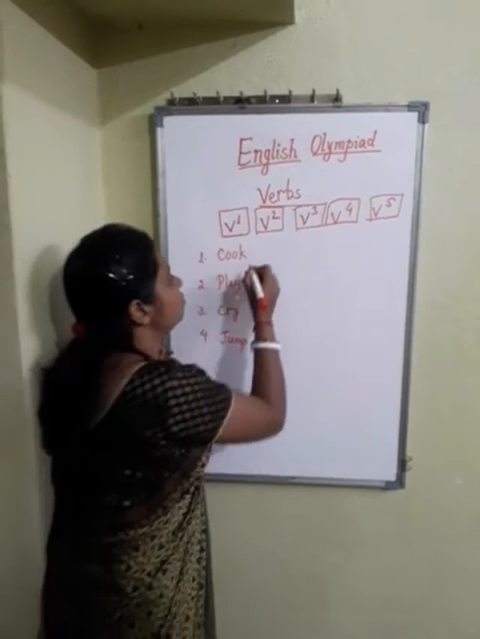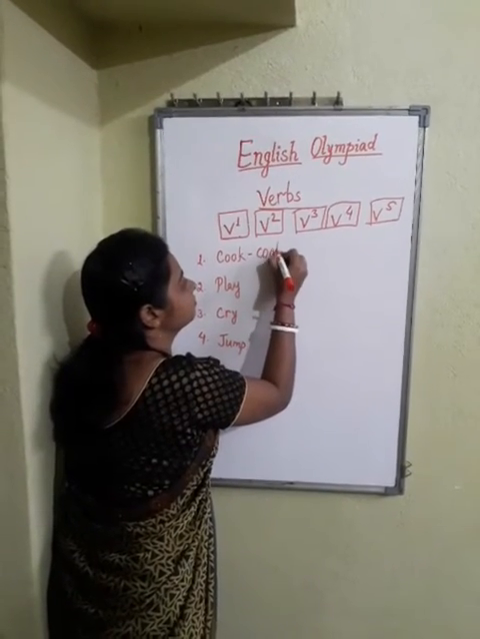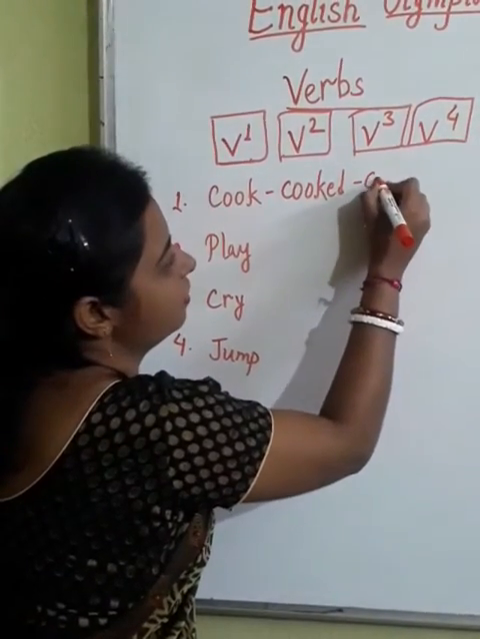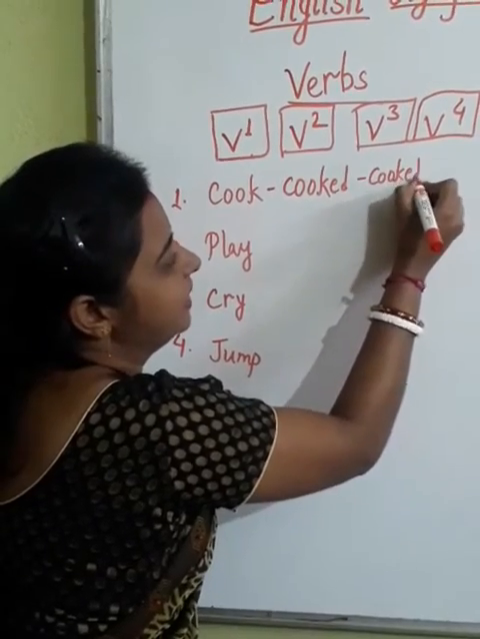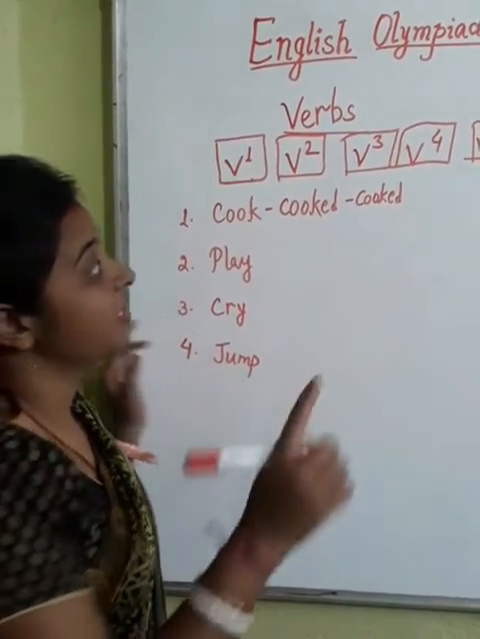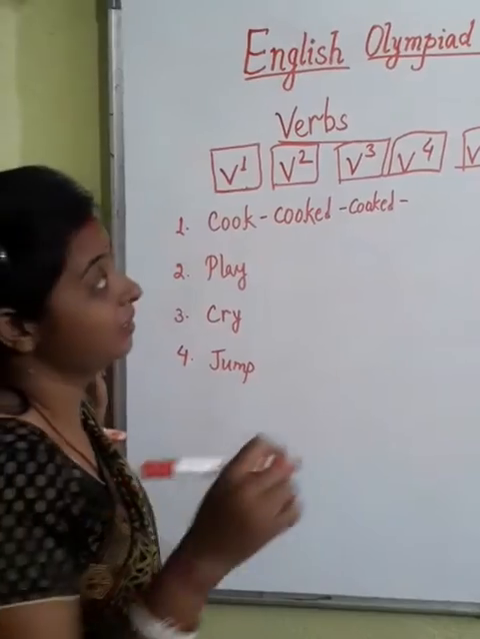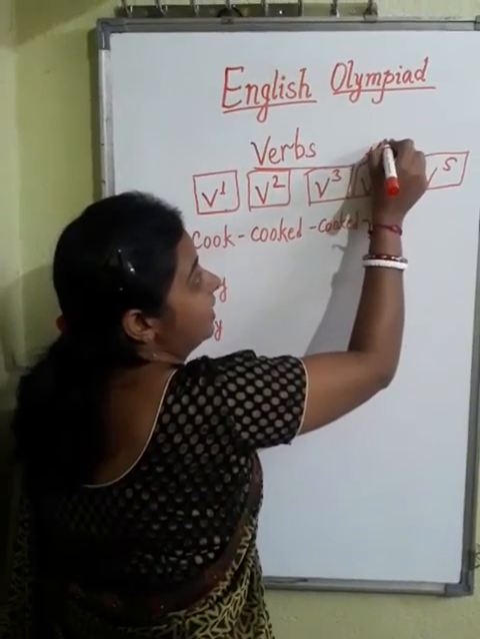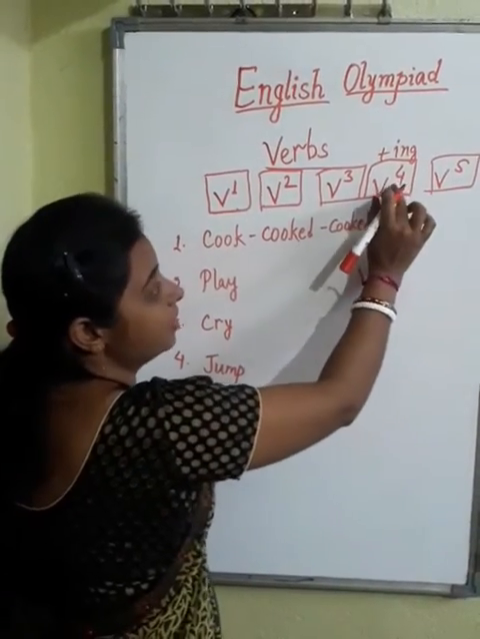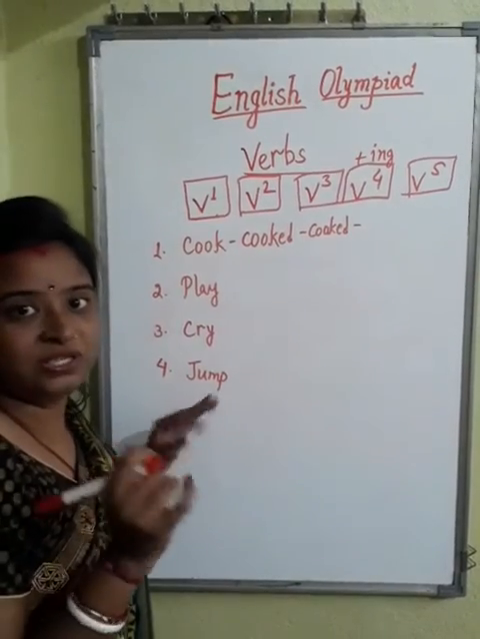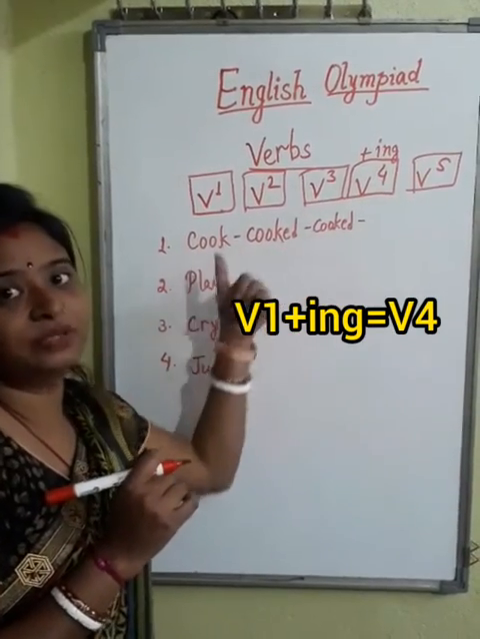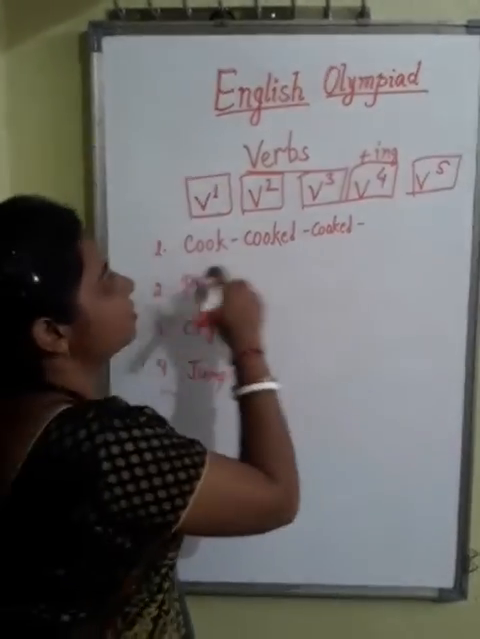Now coming to the V2. V2 will be cooked. V3 will also be cooked. As it is a regular verb, we only have to add ed. This I have already discussed. In regular verbs, we add d or ed. Now coming to V4. One thing you have to remember here, V4 means all the ing forms. So here, how can we make V4? There is a rule. Always use ing with V1. That will be V4. Like it is cook, it will be cooking.